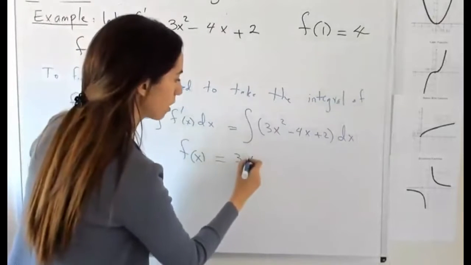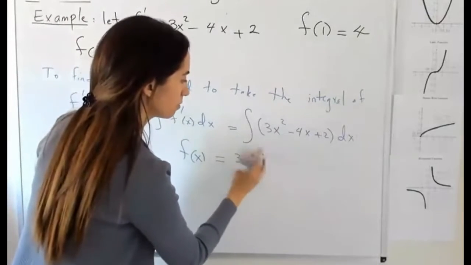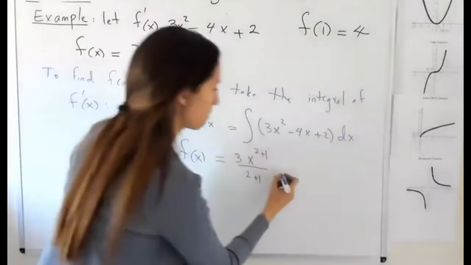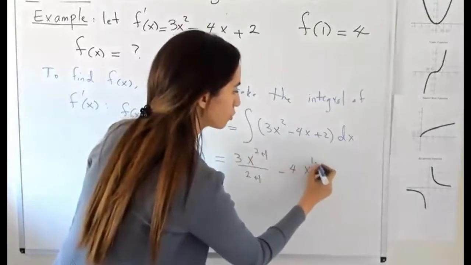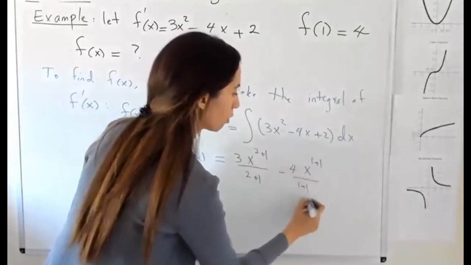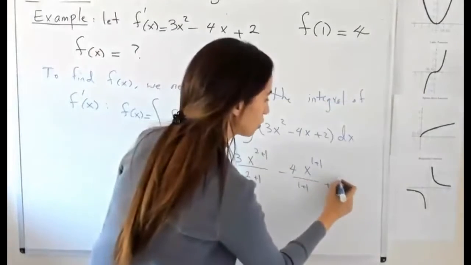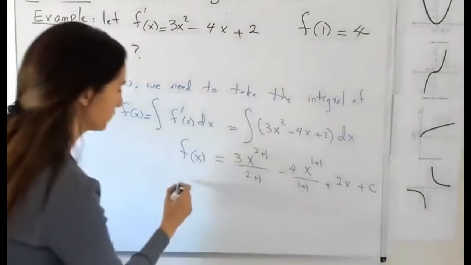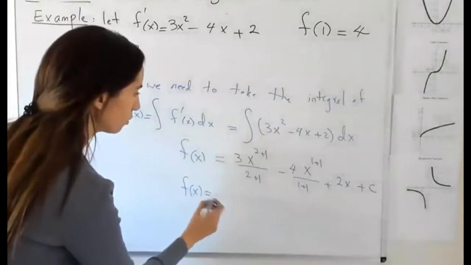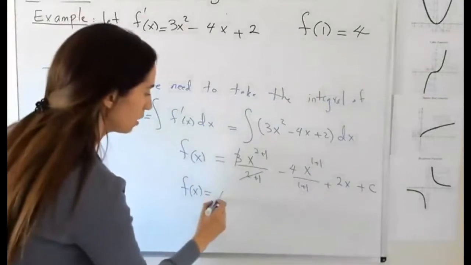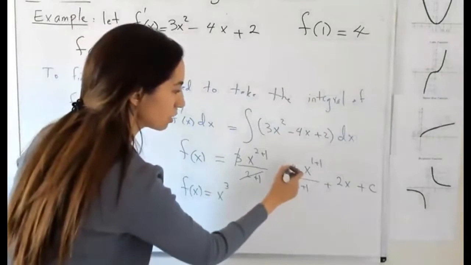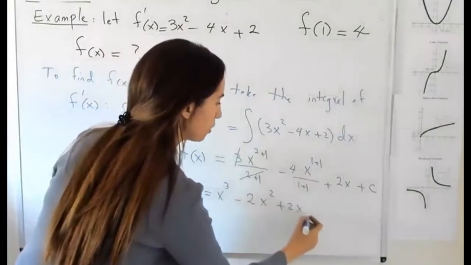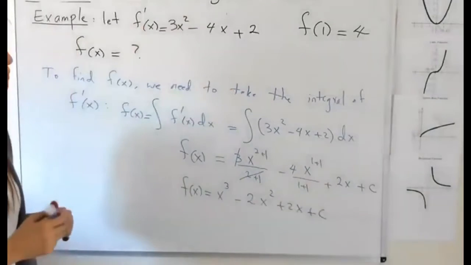The integral, which is equal to f of x, is equal to 3x raised to 2 plus 1 divided by 2 plus 1 minus 4x raised to 1 plus 1 divided by 1 plus 1 plus 2 times x plus constant of integration. So f of x is equal to, you can cancel out 3 and 3, you get x to the third, and here 4 divided by 2 is 2x squared plus 2x plus c.